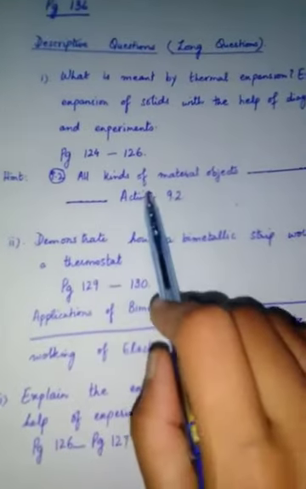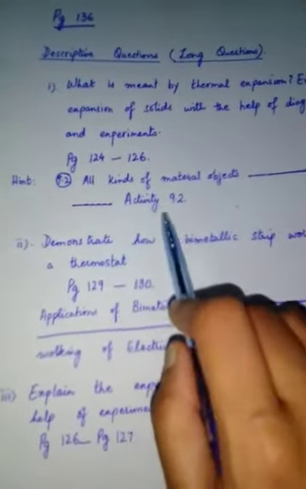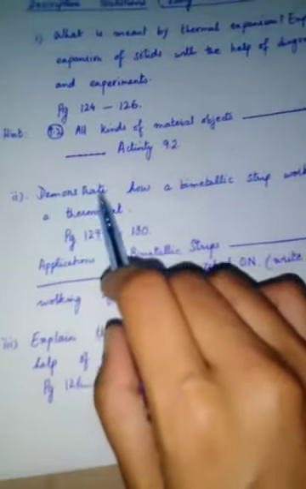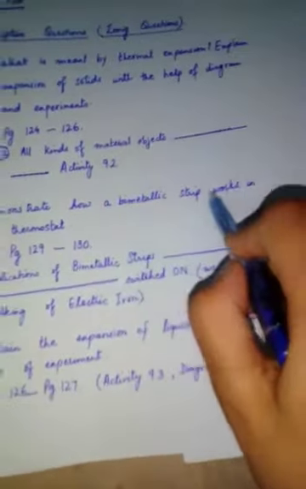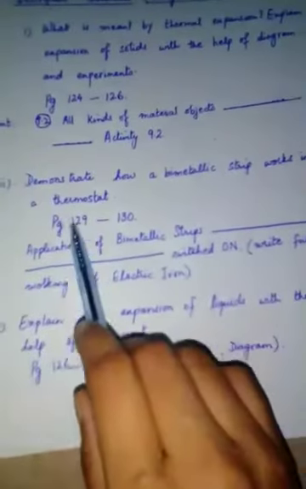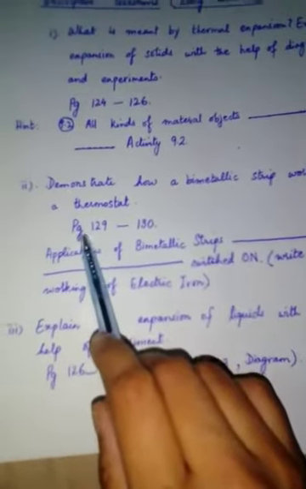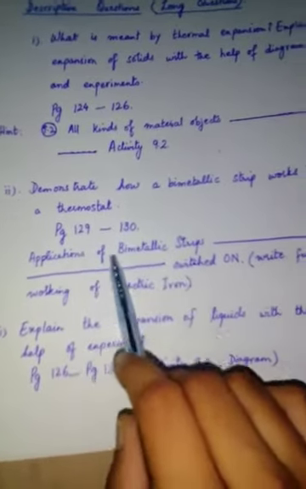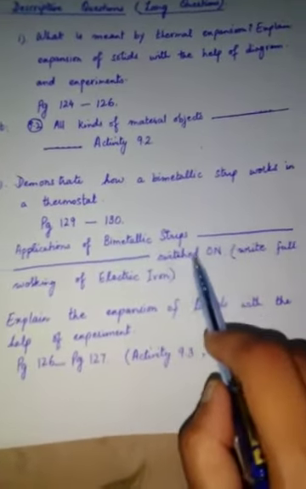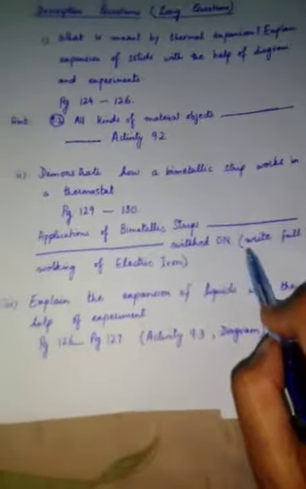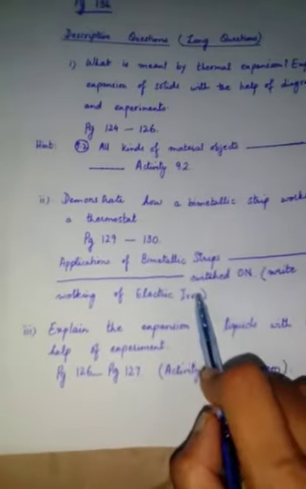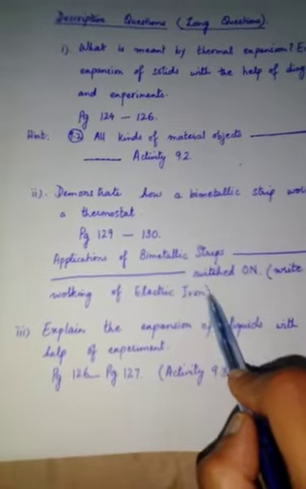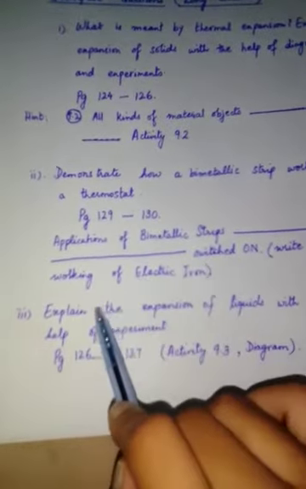So draw the diagram on the blank page and the note should be written with proper headings on the line page of your copy. Then demonstrate how bimetallic strip works in a thermostat. It is the previous topic that I did with you, page 129 to page 130. And application of bimetallic strip till switched on. And students, write the working of electric iron here. And obviously you will draw the diagram properly labeled on the blank page.